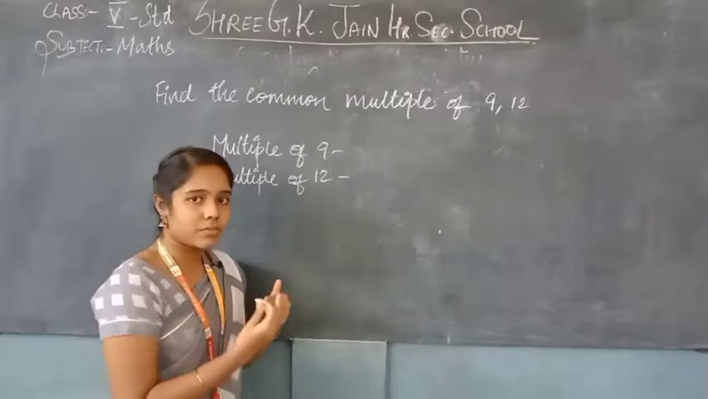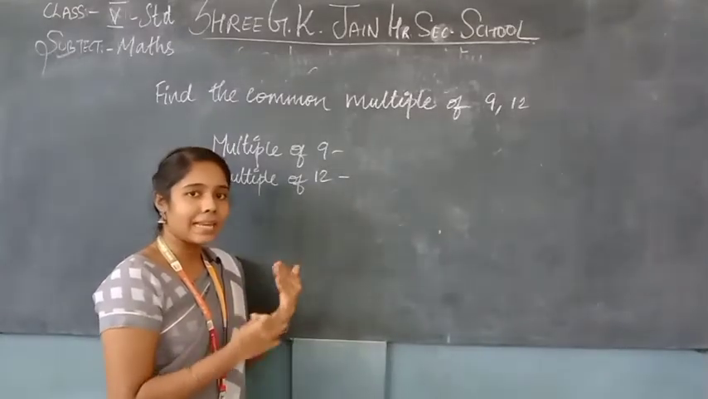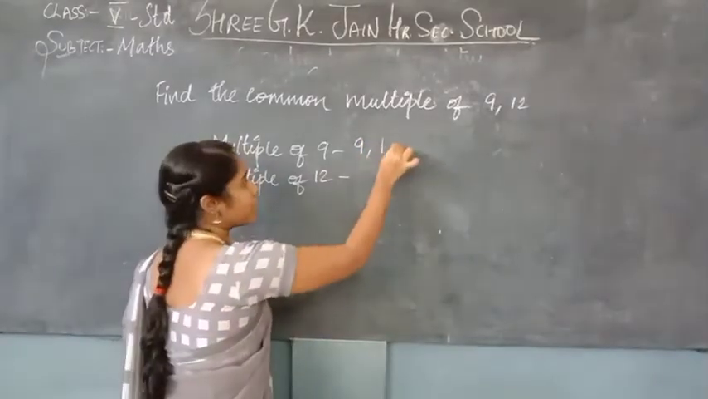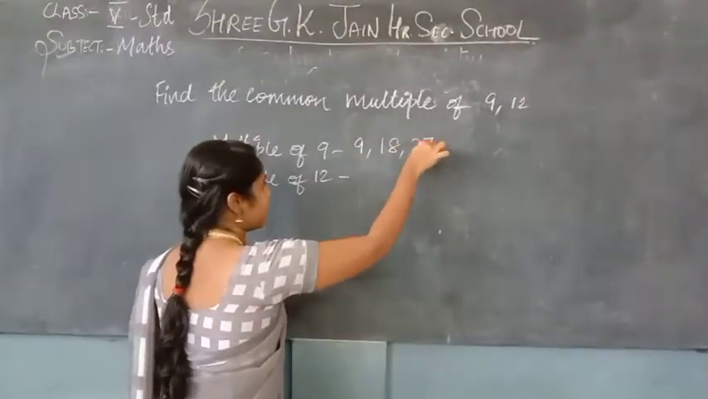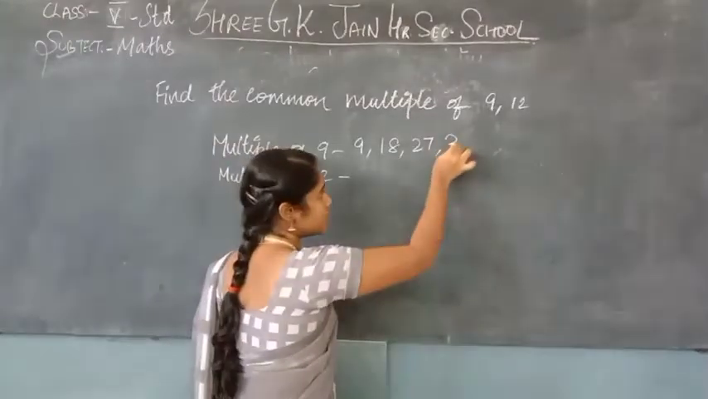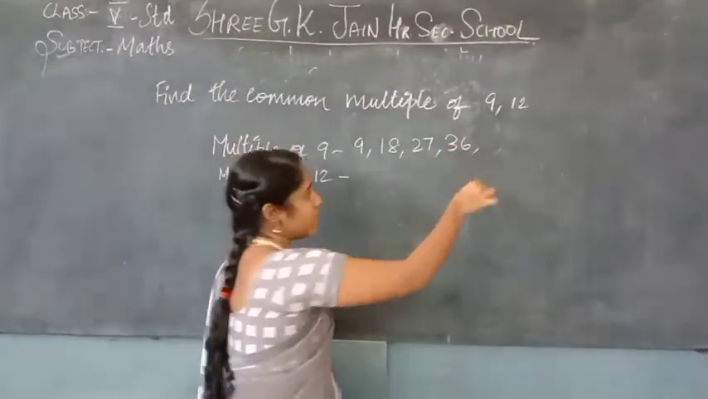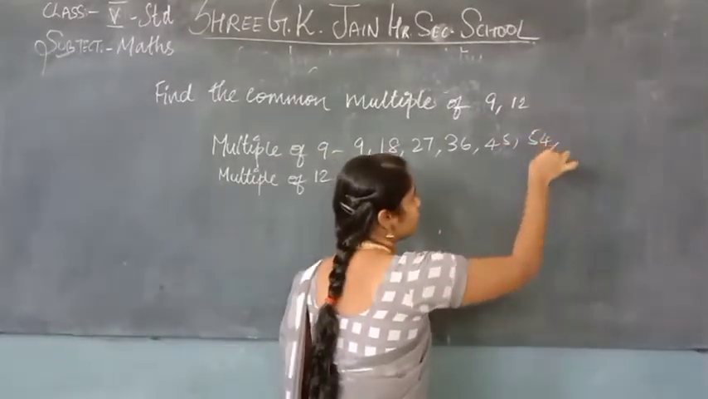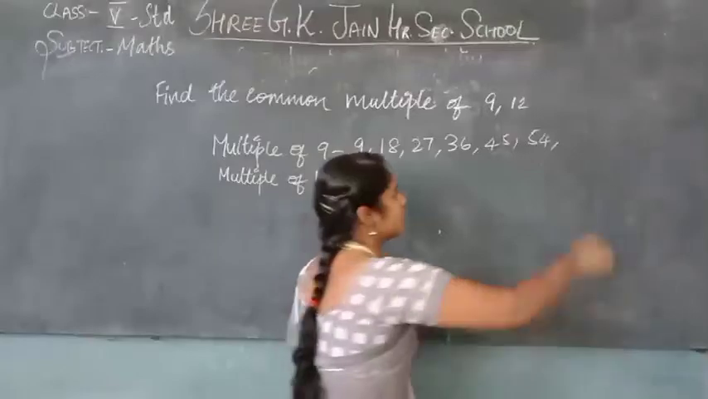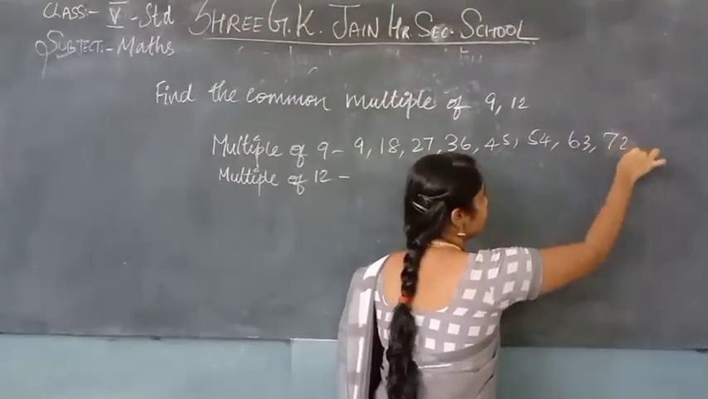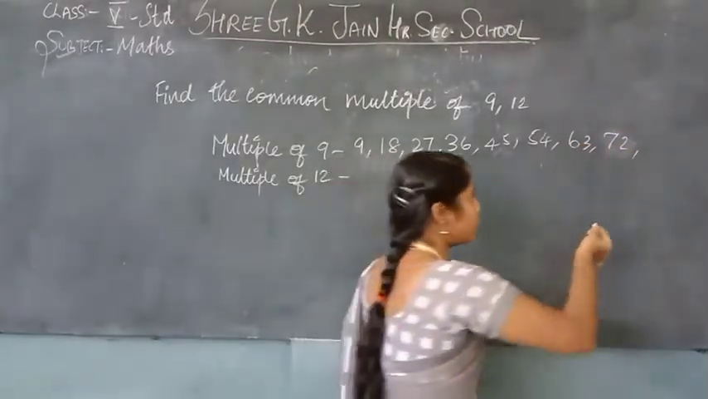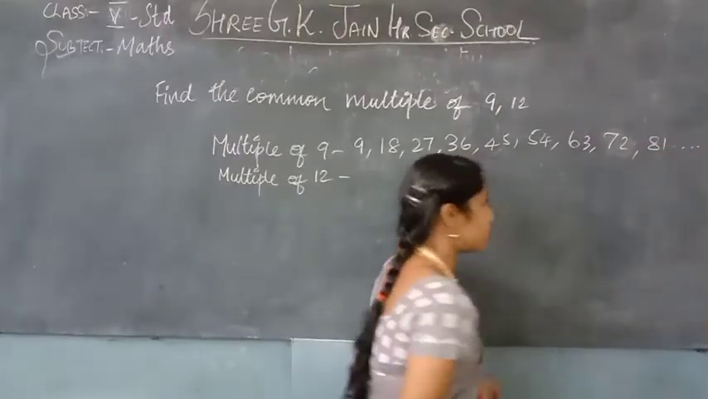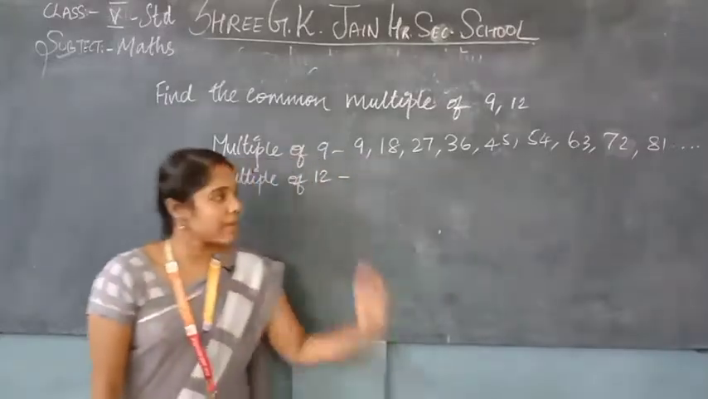Multiples of 9 means we have to keep on adding 9 to each number. So 9 first, then 18, 27, next 36, then 36 plus 9, 45, next 54, then 54 plus 9, 63, 72, and then 72 plus 9 is 81. It will go on like that, and we will get many numbers.